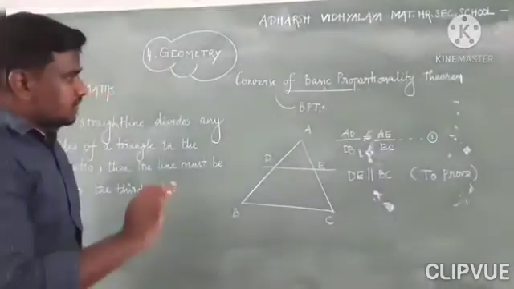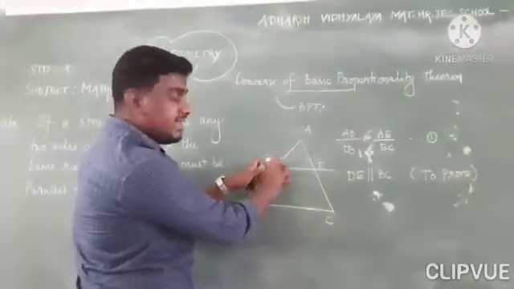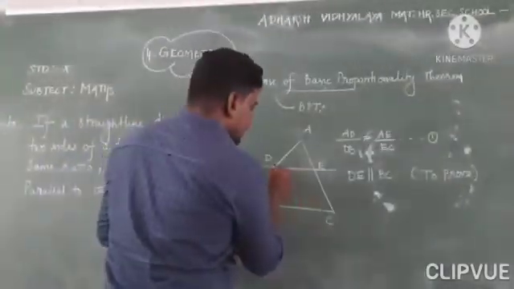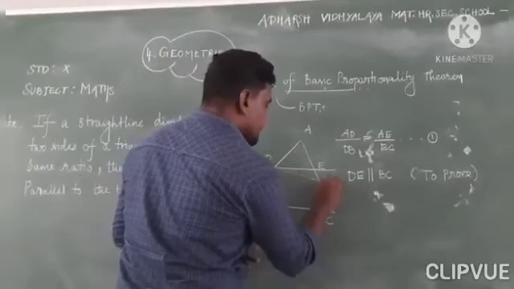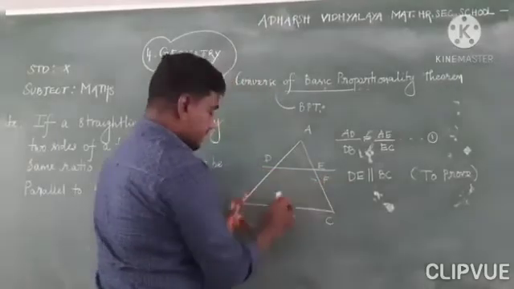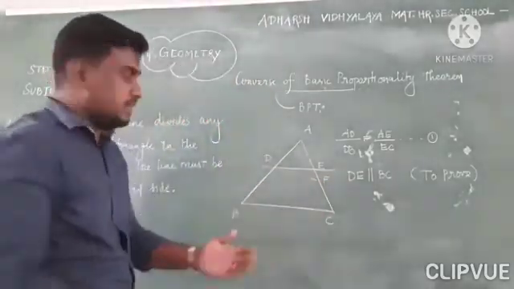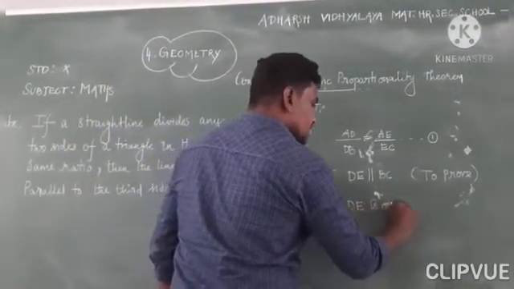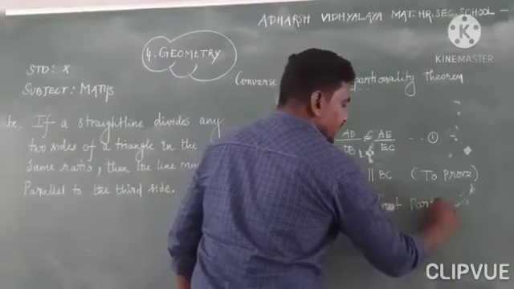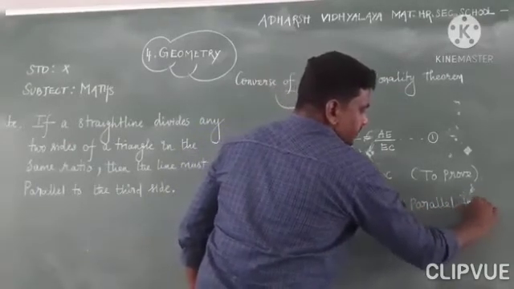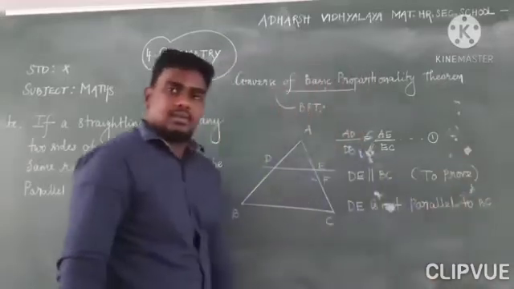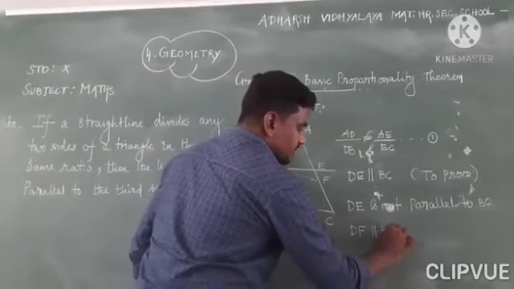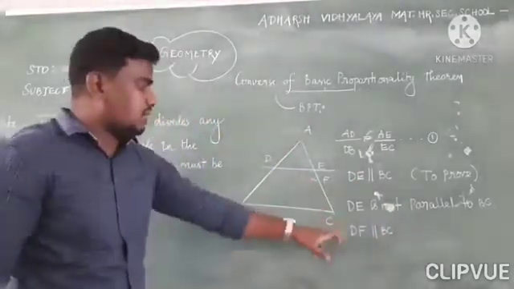Okay, right. So assume the straight line DE is not parallel to BC. So what shall we do? A straight line is drawn, that is DF. This straight line DF is parallel to BC. You just assume. So DE is not parallel to BC, and I have drawn DF which is parallel to BC.